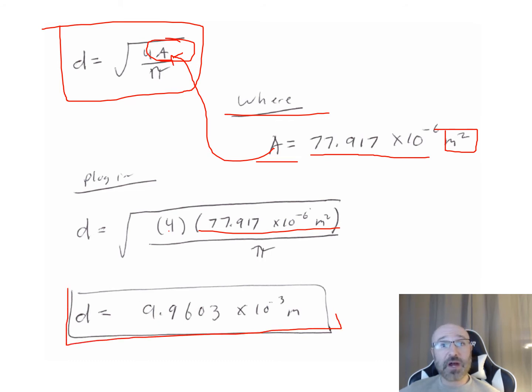We do that there. We find out that diameter is equal to 9.9603 times 10 to the negative third. Units are still in meters. We took the square root of meters squared, which gives us meters. So that diameter should be in meters. That's our double check. Unit analysis, again, is going to be your best friend as you're going through, especially as these get more complicated.